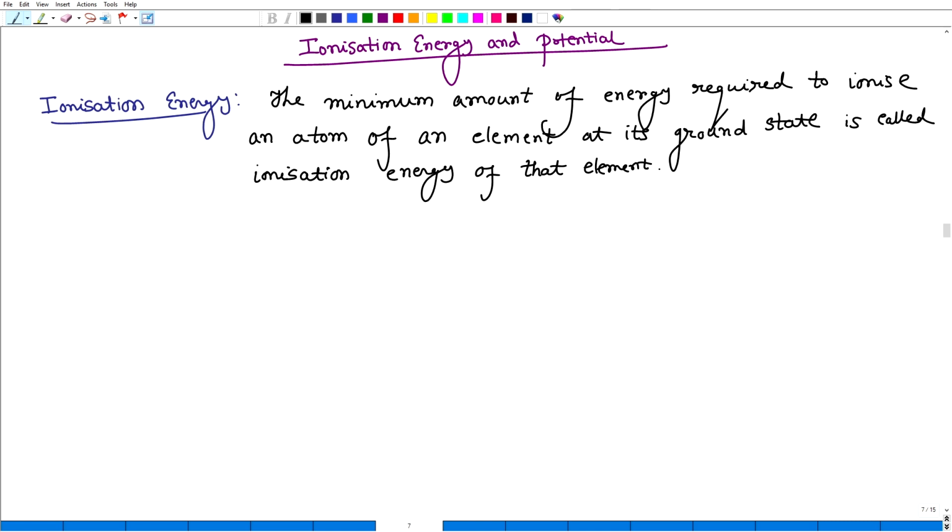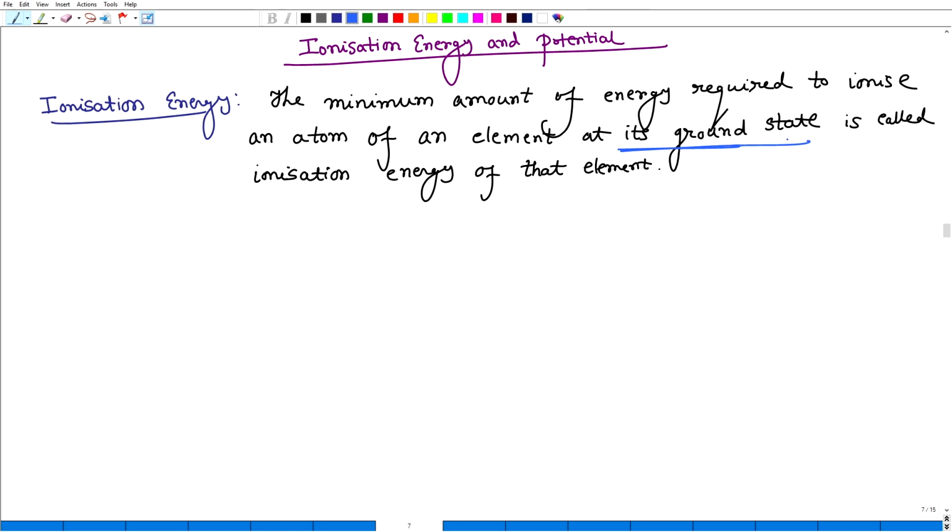So we have to take an atom of an element, let's say if it is a hydrogen atom, we have to take the ground state of that atom. That means the electron should be in the ground state, because that is the lowest energy state of the atom. So that is the first and the main criteria. This is its ground state. Then from that state, if you want to ionize that, ionize means you make that atom convert to an ion, from atom to ion, the minimum amount required for that conversion is called the ionization energy.